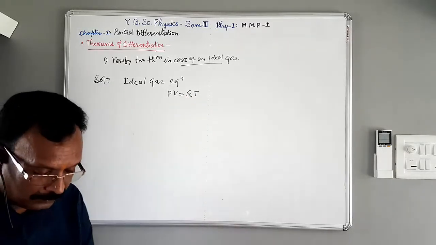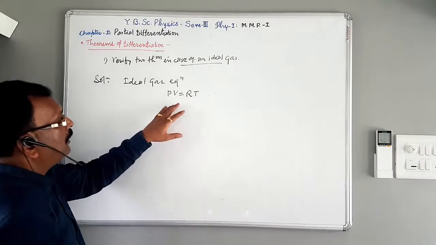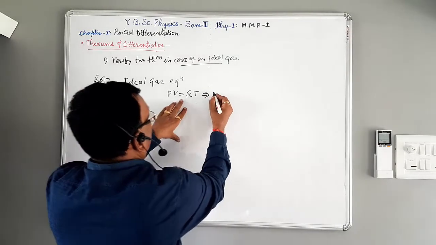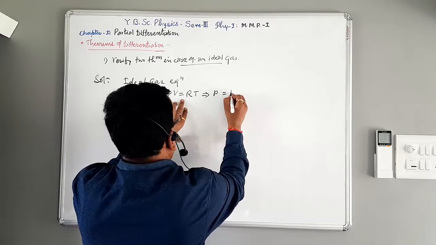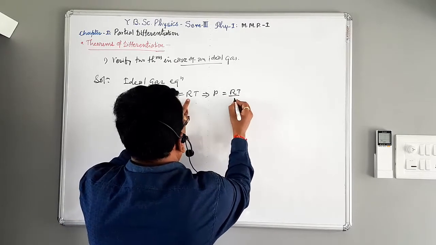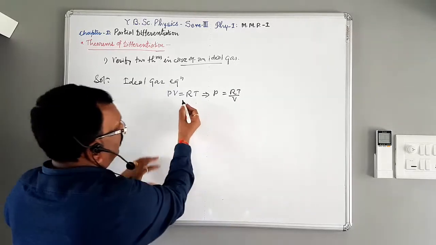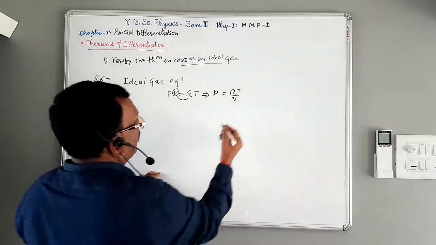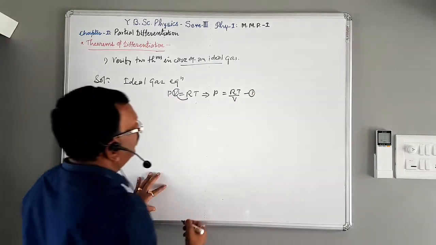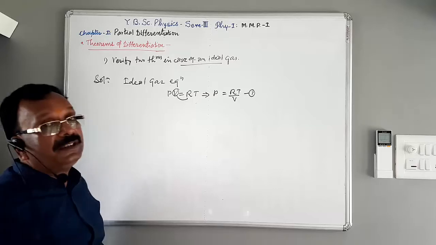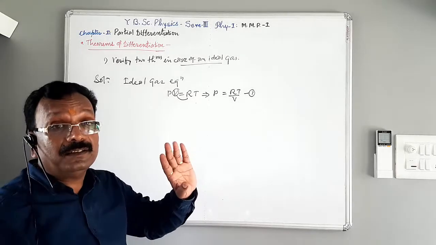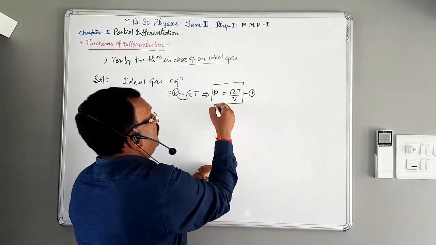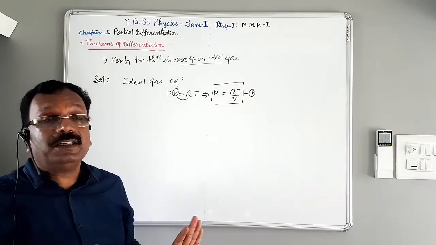Now this equation implies P is equal to RT upon V. Simply take this V toward the right hand side. Suppose this is equation 1. Now differentiating equation 1 with respect to V at constant T.